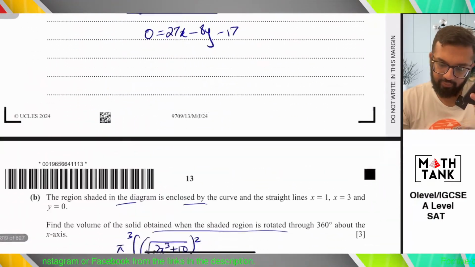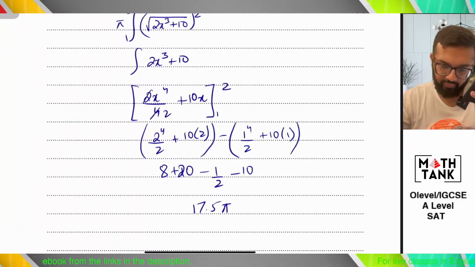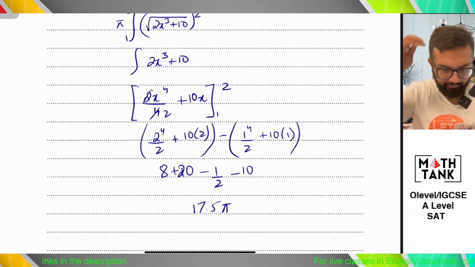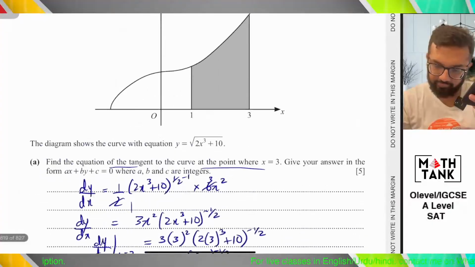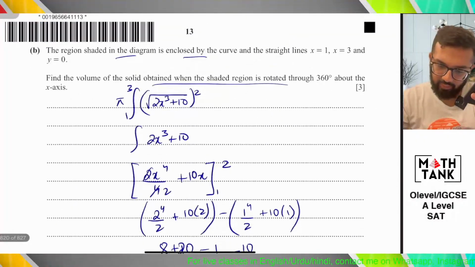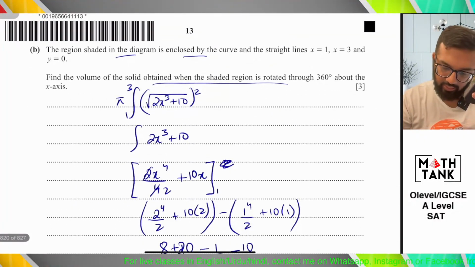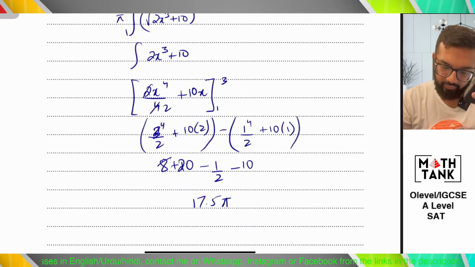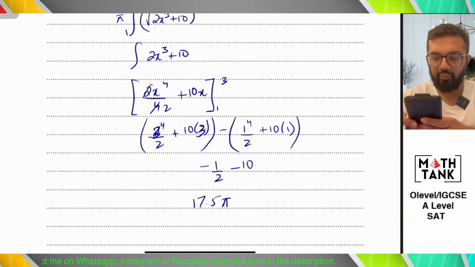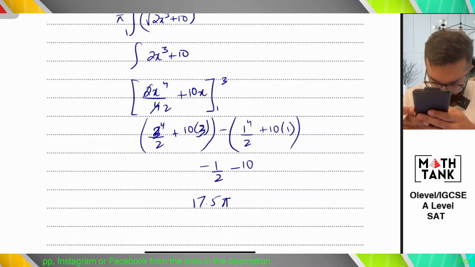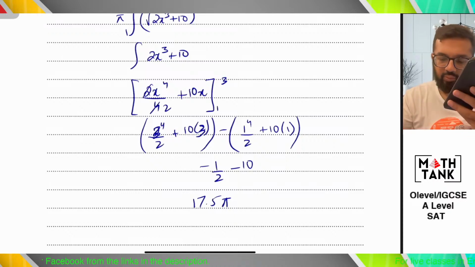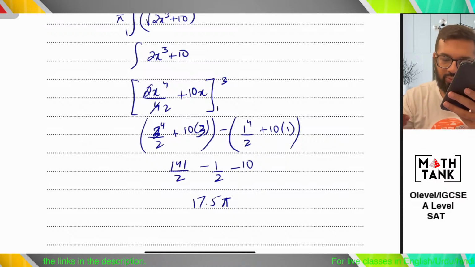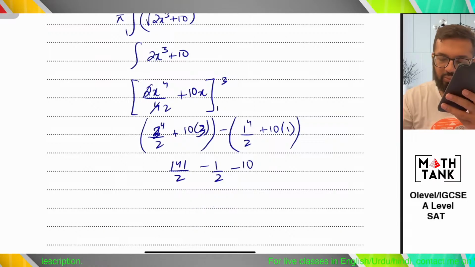I picked that up correctly. One and three, one and three. Pi.